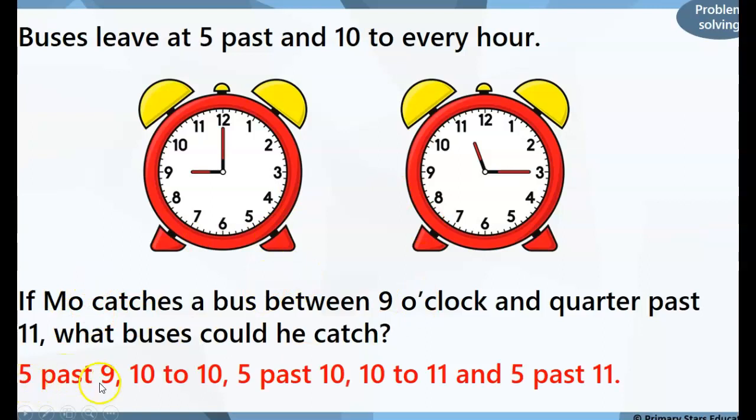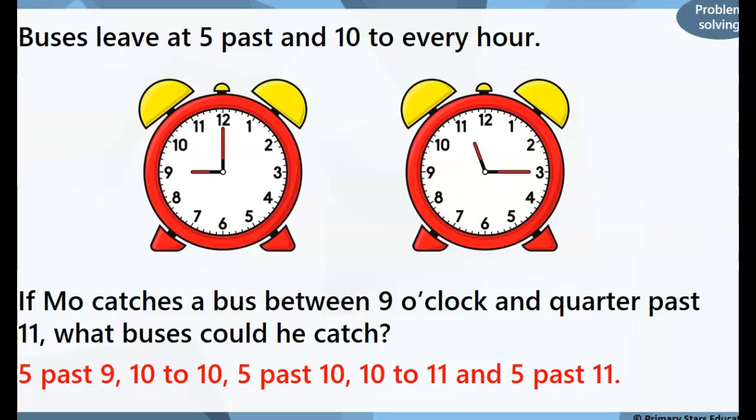Mo, 5 past 9, 10 to 10, 5 past 10, 10 to 11 and 5 past 9. He can get 1, 2, 3, 4, 5 different buses should he choose to. So I was very logical there. I got my clock. I started at 9. I didn't just stare at my clock.